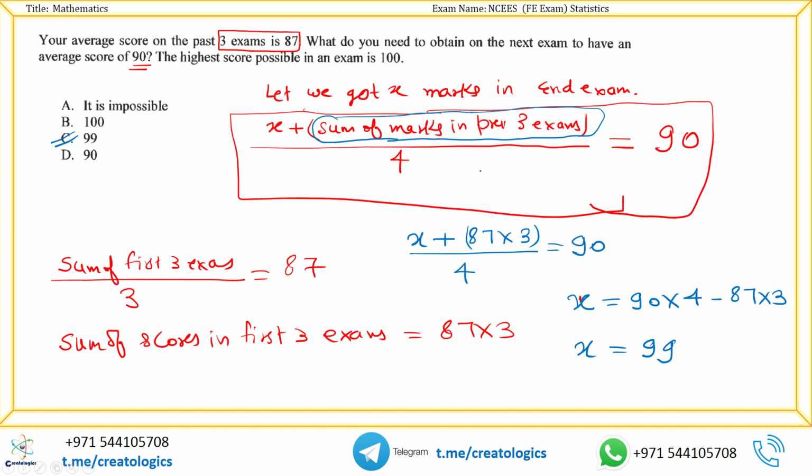Okay, so in this type of question, they give you the average of the first three and they ask you how much score you should get in the fourth exam so that you can get an average of 90 in all four exams. Okay, next question.